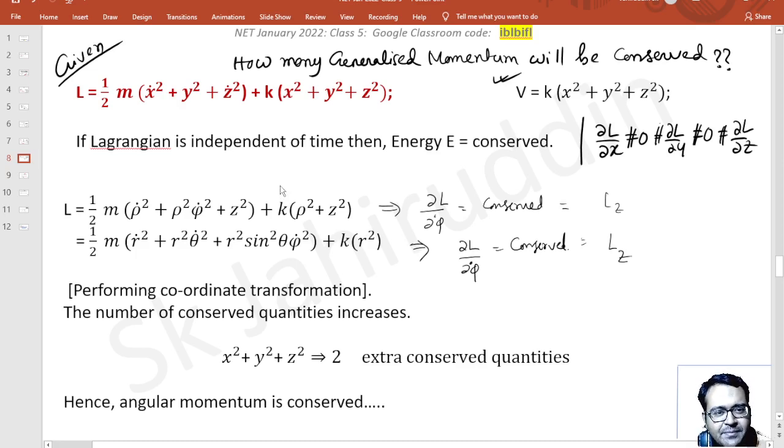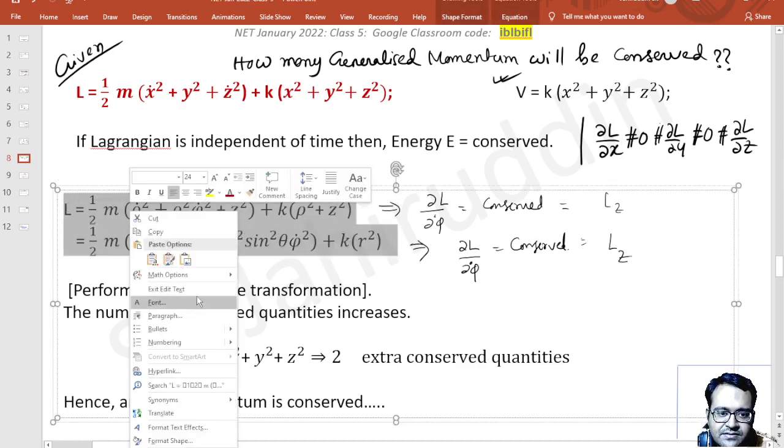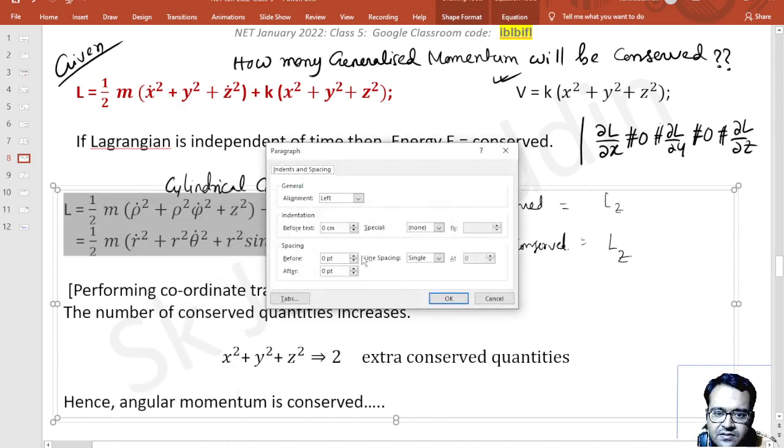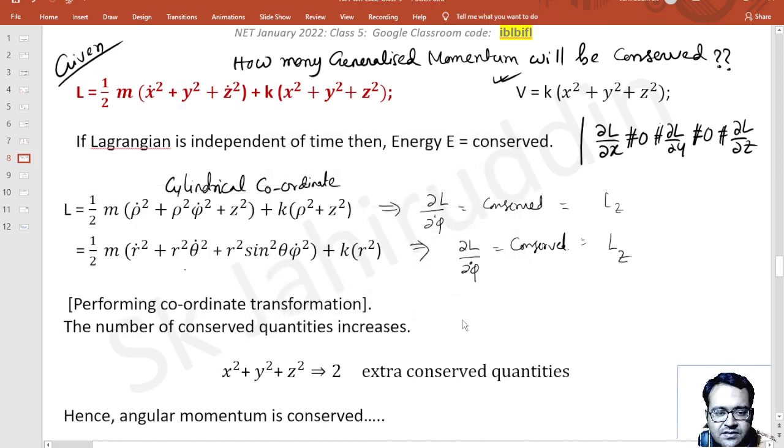So this is the same Lagrangian in the cylindrical coordinate system, and the same Lagrangian is written as in spherical polar. Can I increase the space among this? No, it is increased. And this is for the spherical coordinate.